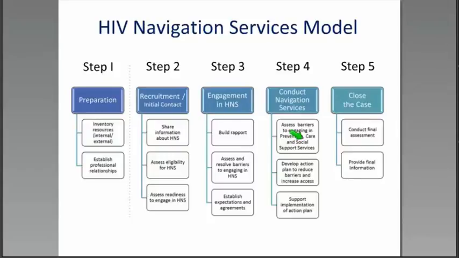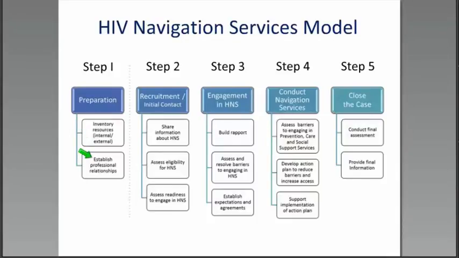In the case of a navigator, what we're asking them to do is that they also have a role in preparing to provide services. In this case, it might be that they are conducting an inventory of resources, meaning checking with their agencies to see what different services they have in-house, and what different resources they're going to need to access outside of the agencies.